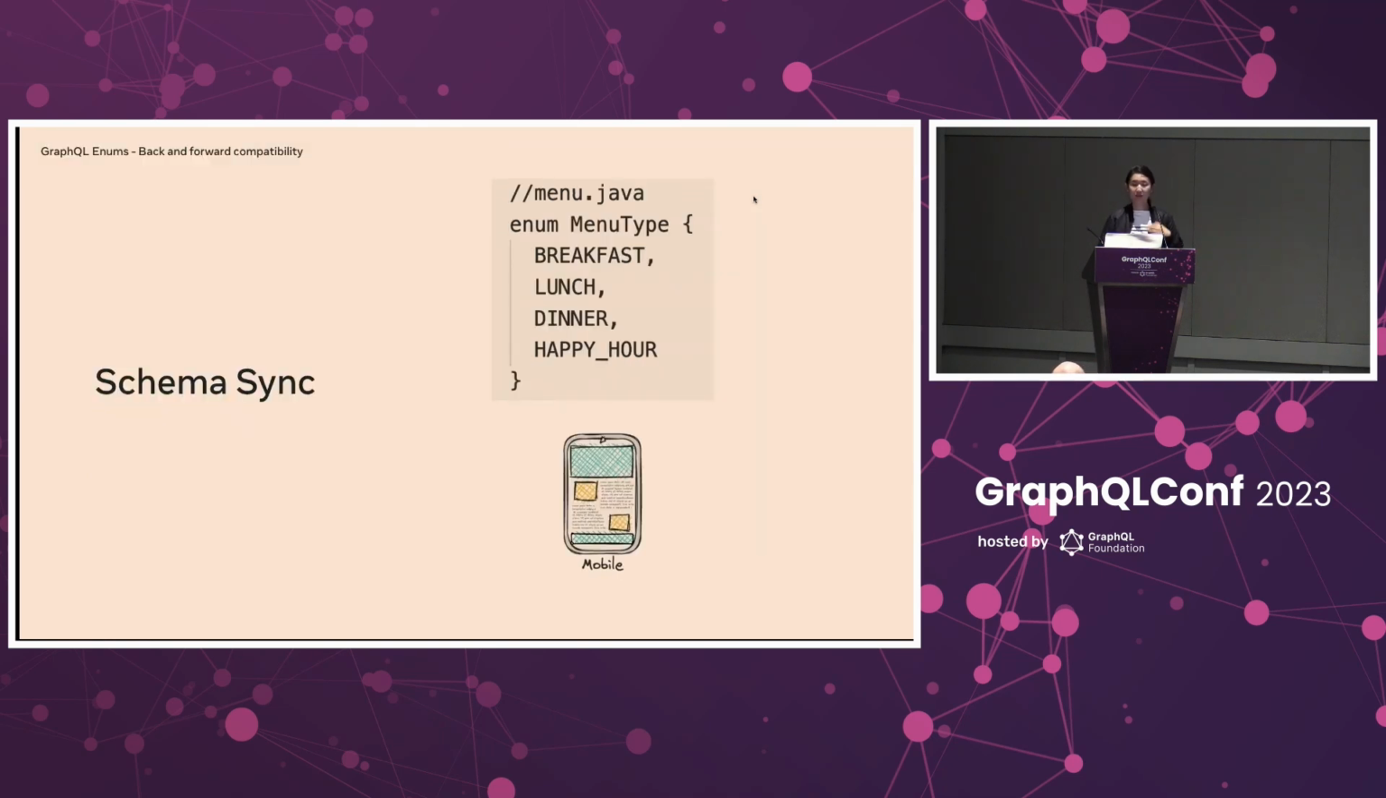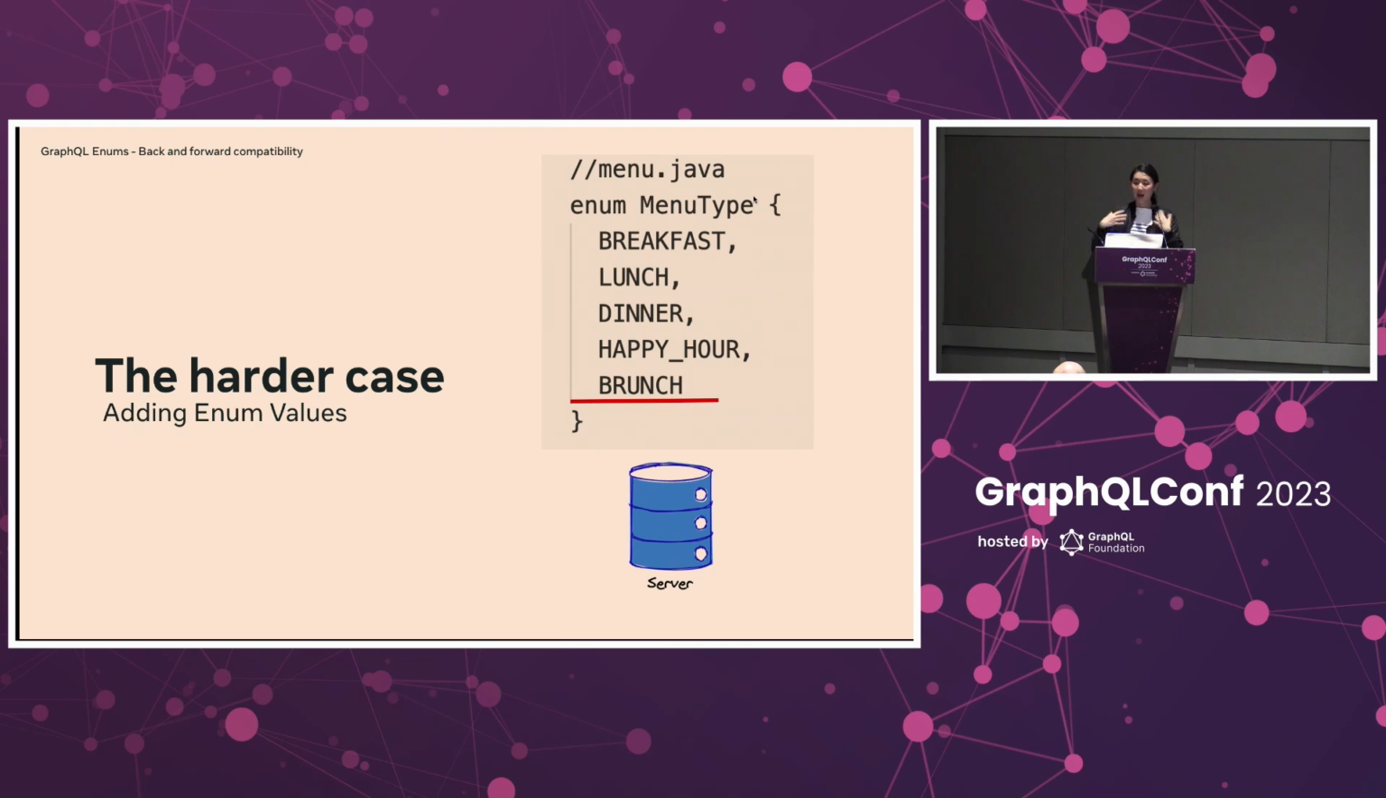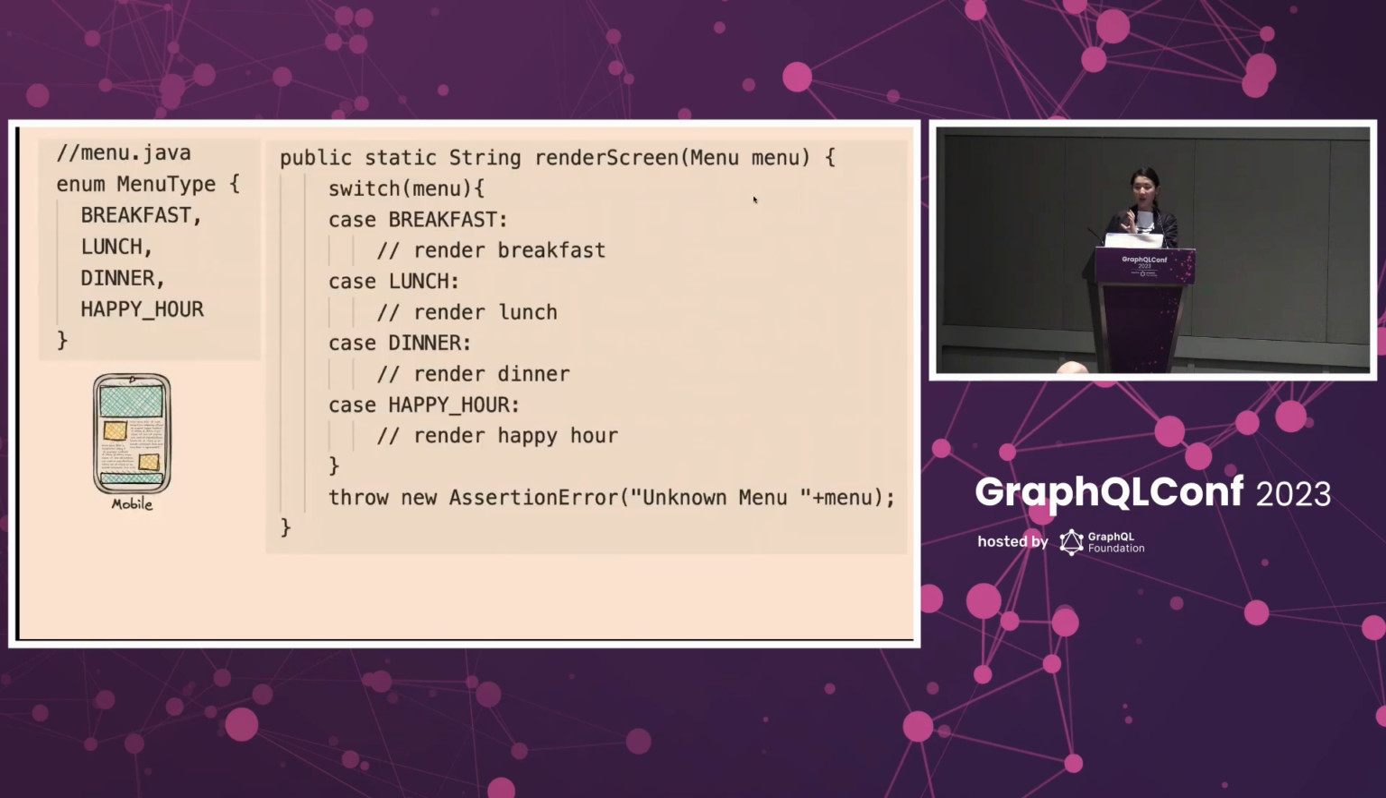Why? Because we have schema sync, right? What happens with the schema sync is that the server has to add the value first, then you sync it to the client. So the server always gets the value first, and then the client gets the value second. So it's extremely unlikely that the client is going to send a GraphQL enum to the server that the server doesn't know about. So that's the first one.